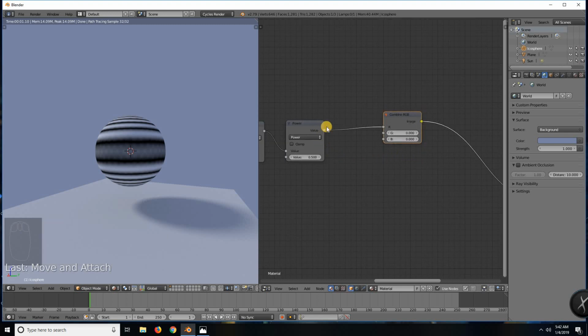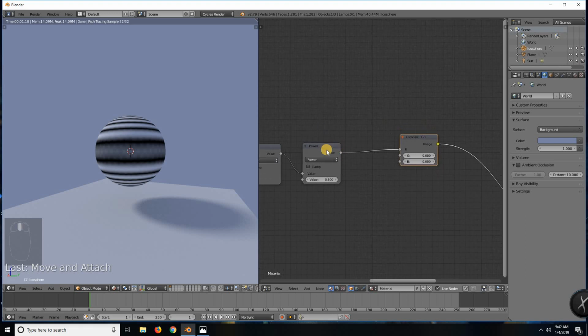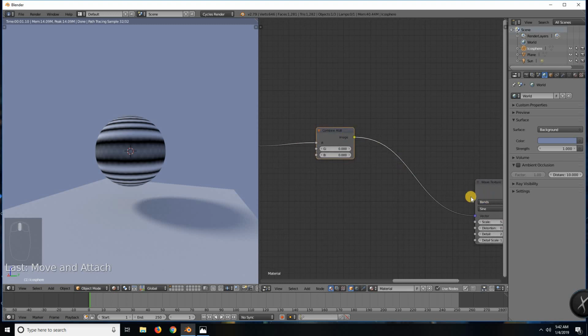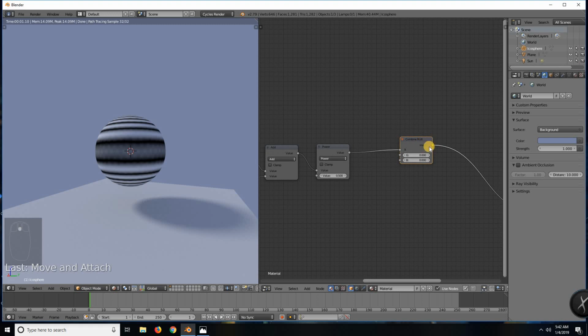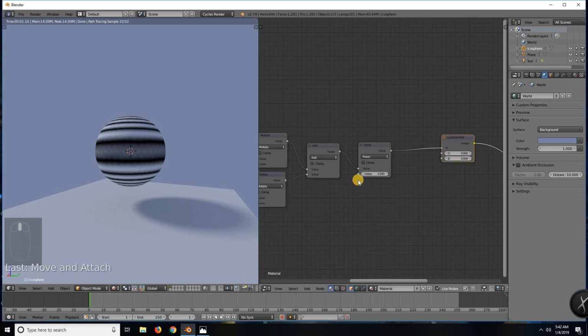And I'm not 100% sure if it messes it up, but there's a possibility that if I use just a combine XYZ, it's not going to assign the proper technically black-white values that I want going back into the vector. So yeah, I'm going to go ahead and use a combine RGB node to mix these together.